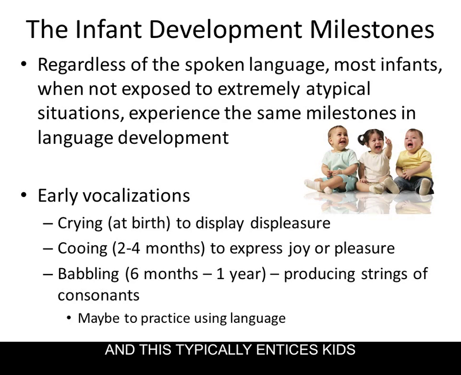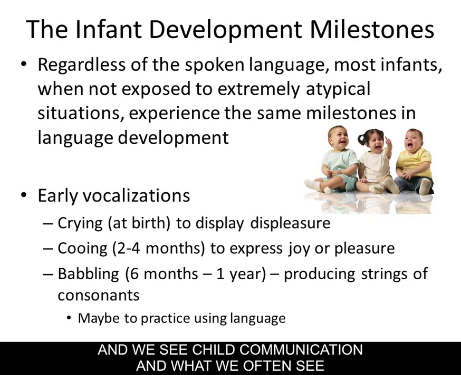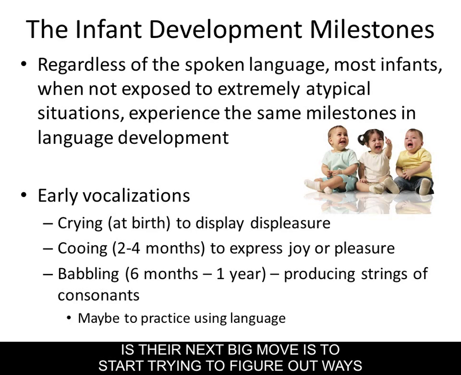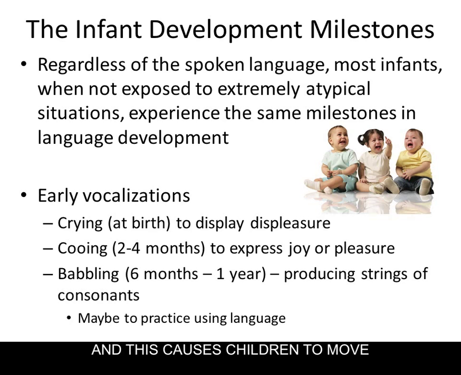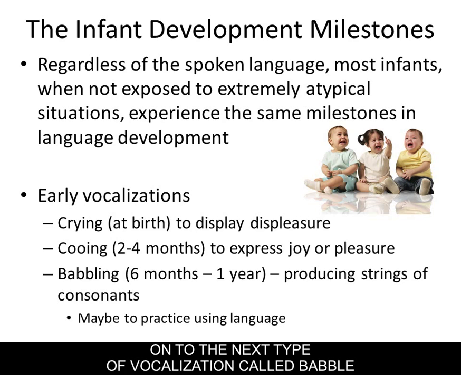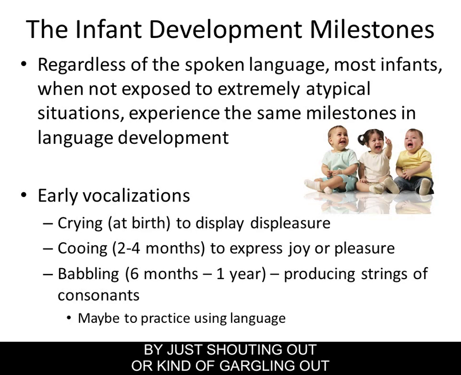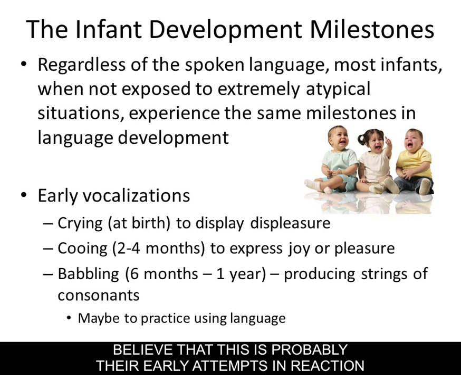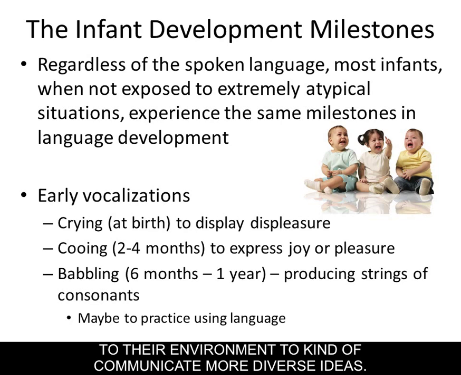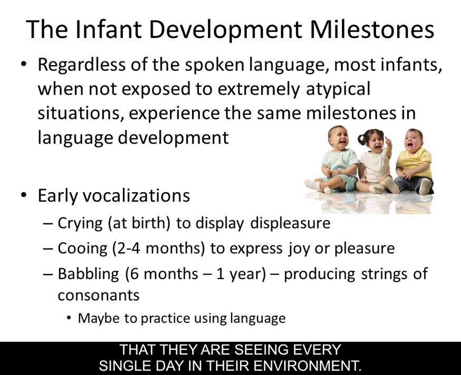And this typically entices kids to start trying to communicate in another way. When we see child communication, we often see that their next big move is to start trying to figure out ways to produce sounds that mean something. And this causes children to move on to the next type of vocalization called babbling, where they start practicing with communication by just shouting out or gargling out different strings of consonants. And most developmental psychologists believe that this is probably their early attempt at reacting to their environment to communicate more diverse ideas. So they practice using the language that they're seeing every single day in their environment.